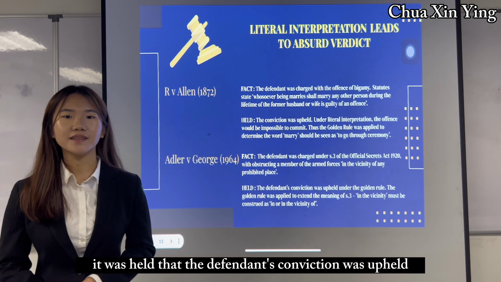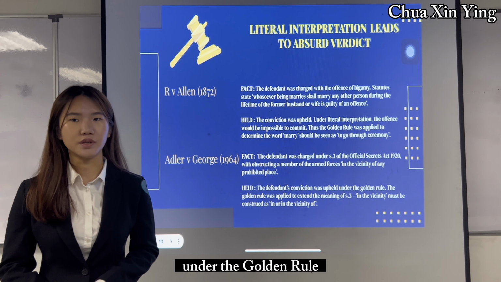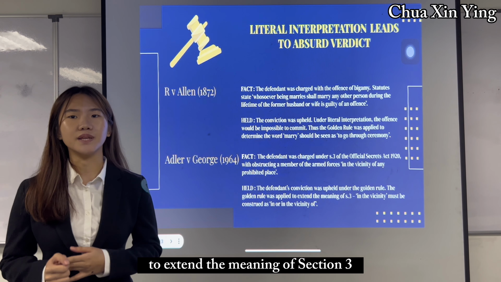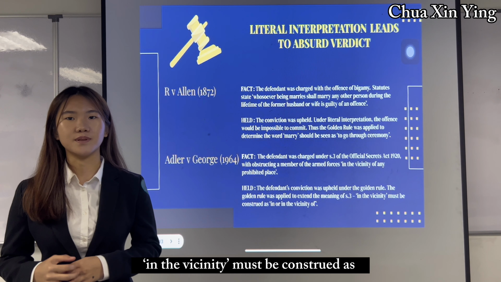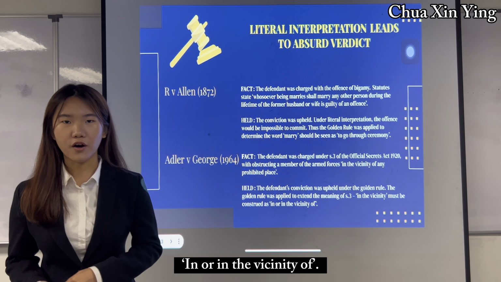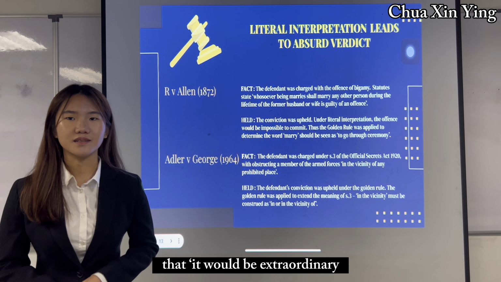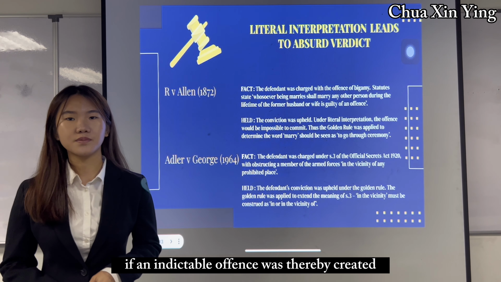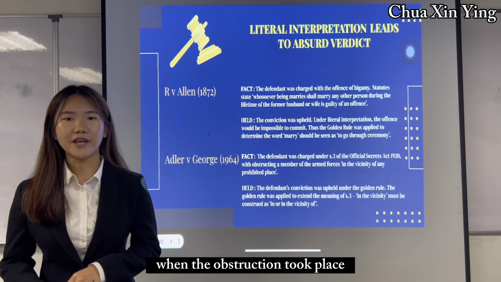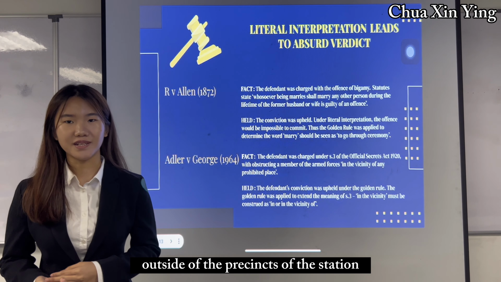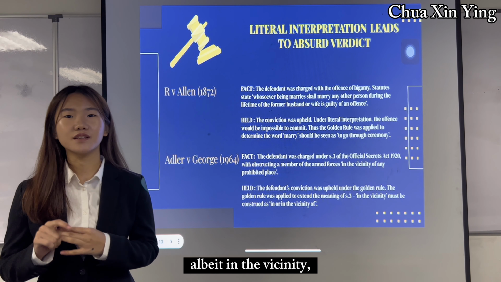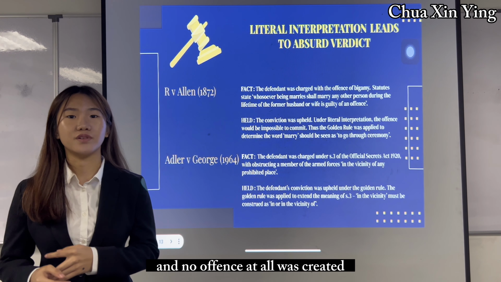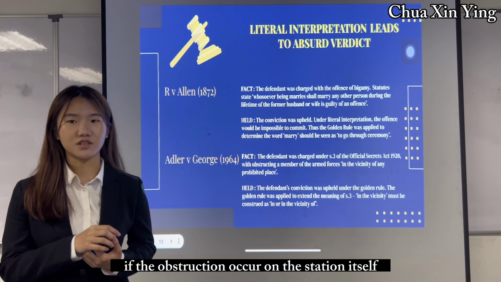It was held that the defendant's conviction was upheld under the golden rule. The golden rule was applied to extend the meaning of Section 3. "In the vicinity" must be construed as "in or in the vicinity of." Lord Parker stated in this case that it would be extraordinary, I venture to think it would be absurd, if an indictable offence was thereby created when the obstruction took place outside of the precinct of the station, albeit in the vicinity, and no offence at all was created if the obstruction occurred on the station itself.